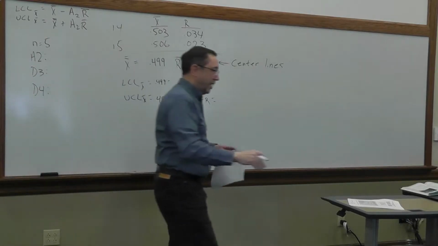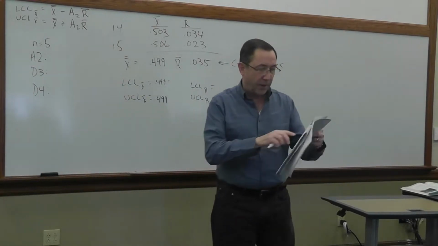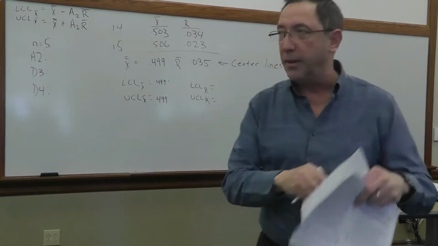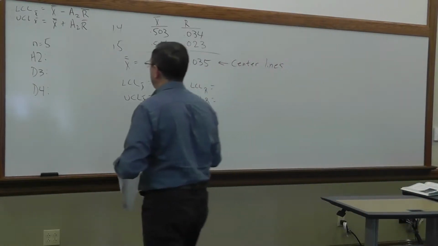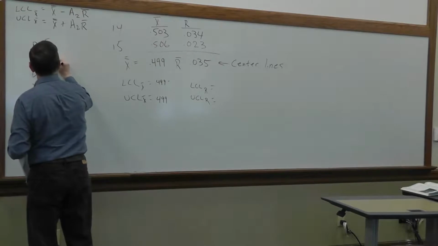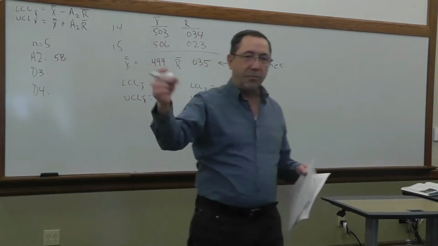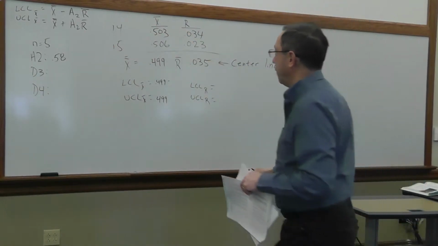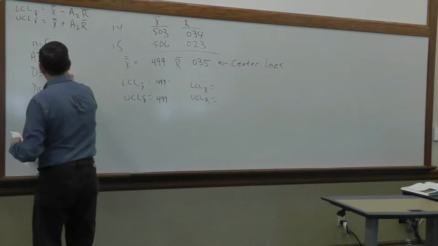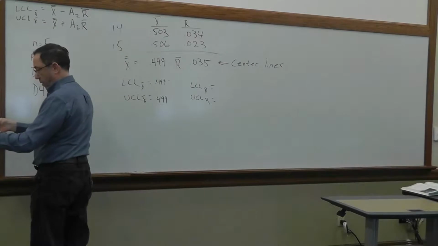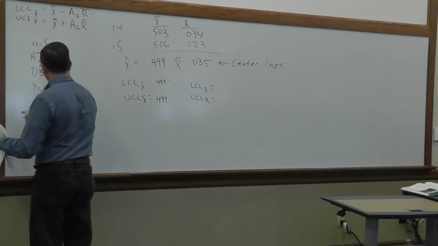So when we go to the table, find the row for n equals 5, read over to A2, we get a value of 0.58. And might as well get the other two, D3 and D4, for the R chart factors. D3 is going to be 0, and D4 is 2.11.